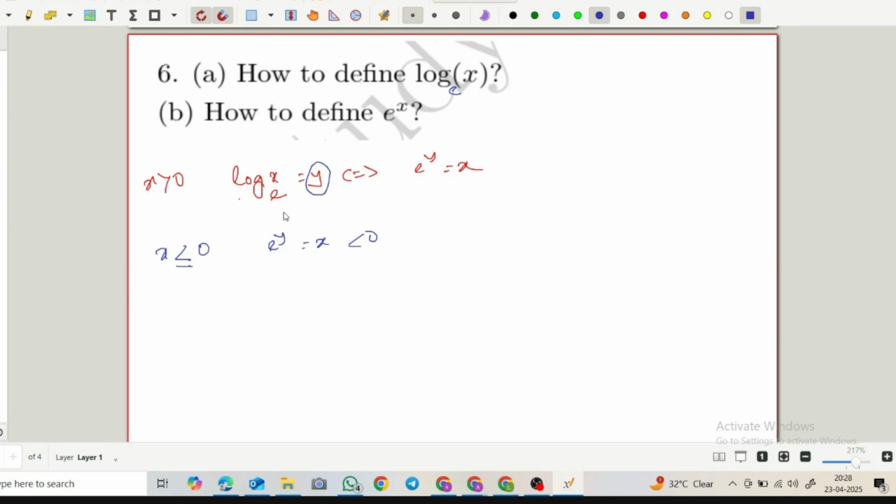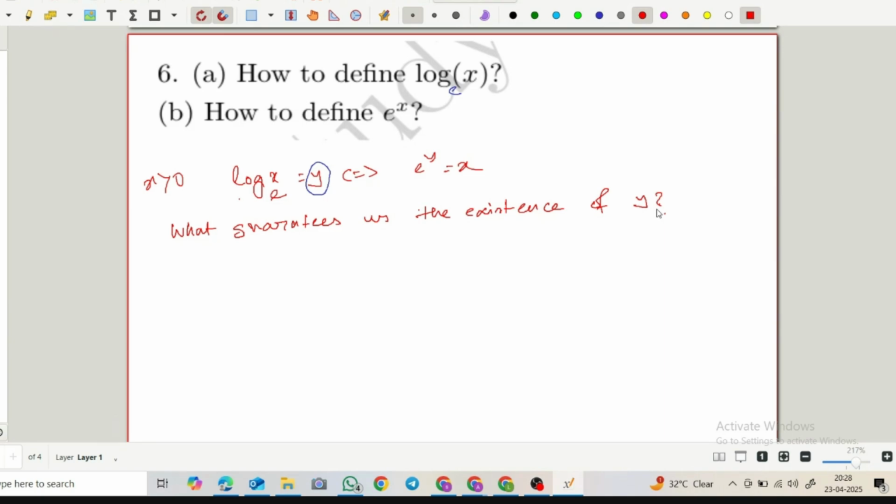Then who gives us the guarantee that whenever x is positive, we have this y? You understand the question? So the question is, what guarantees us the existence of y? Anyone?